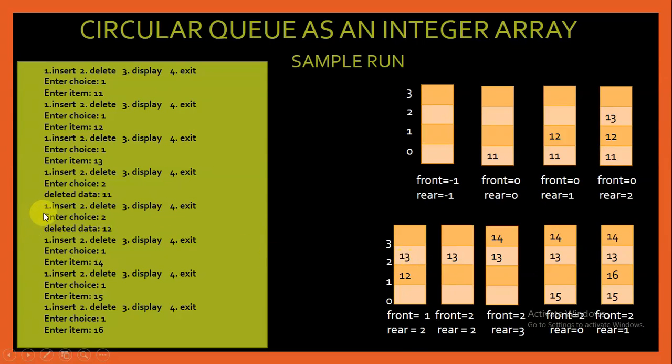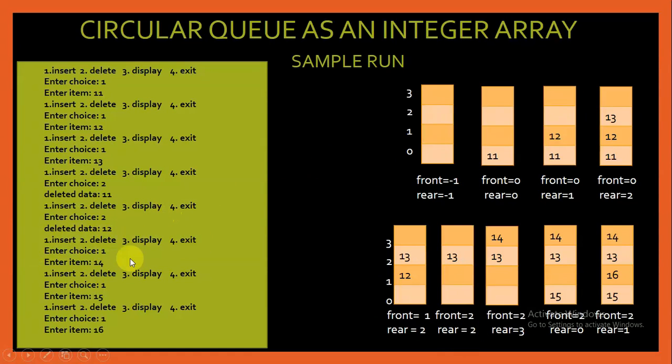Now again after deleting 11, the menu will be displayed again. And suppose I choose the choice 2 again. In this case, as front is pointing to this element, 12 will be deleted and my front becomes 2 and rear remains at 2. So you can see there's only one element in the queue, so both front and rear are the same.